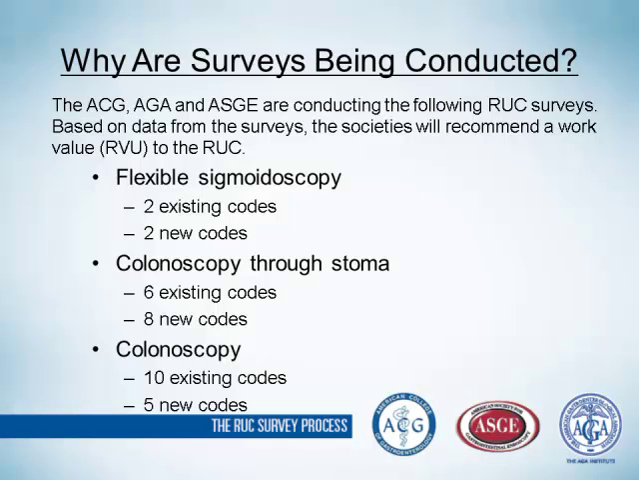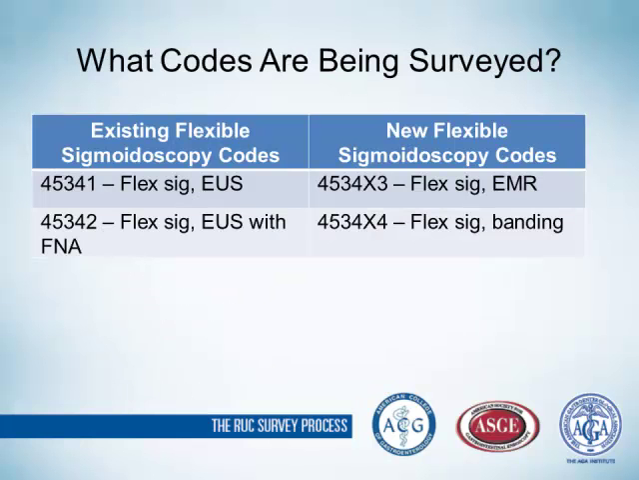We're next going to go through the codes that are being surveyed. On our next slide, we have the flexible sigmoidoscopy codes. We will be surveying at this time two existing flexible sigmoidoscopy codes. 45341, flexible sigmoidoscopy with endoscopic ultrasound, and 45342, flexible sigmoidoscopy, endoscopic ultrasound with fine needle aspiration. Two new flexible sigmoidoscopy codes will be surveyed. 4534X3, that's flexible sigmoidoscopy with endoscopic mucosal resection, and 4534X4, flexible sigmoidoscopy with banding.